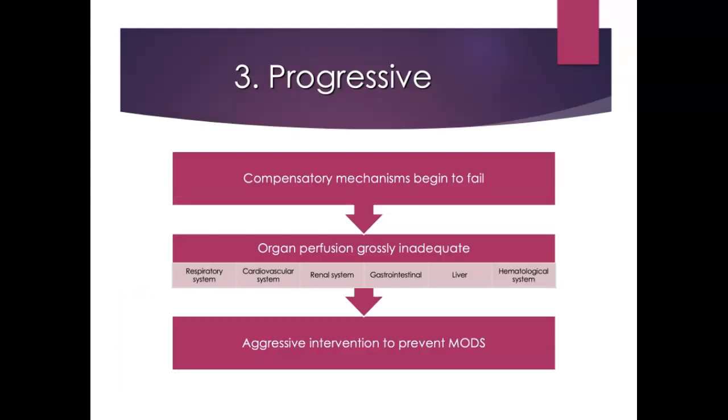So the progressive stage begins when compensatory mechanisms fail, and aggressive interventions are needed at this stage to prevent multiple organ dysfunction syndrome, or MODS. And so the first system to display critical dysfunction at this stage is the respiratory system. So you have decreased blood flow and sympathetic nervous system stimulation. The pulmonary arterioles constrict, resulting in decreased blood flow to capillaries, and you have a ventilation perfusion mismatch.